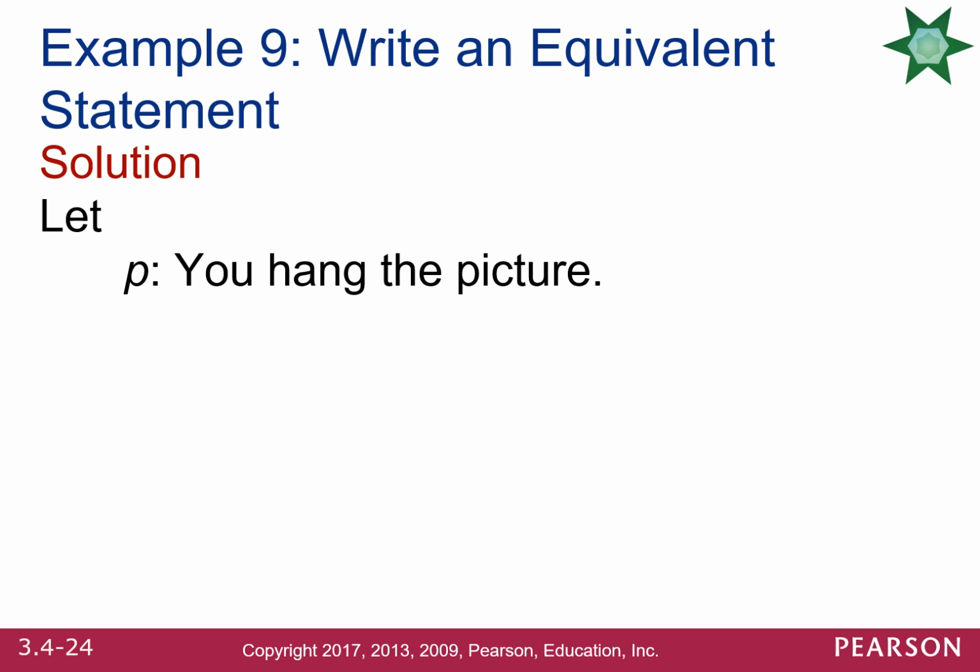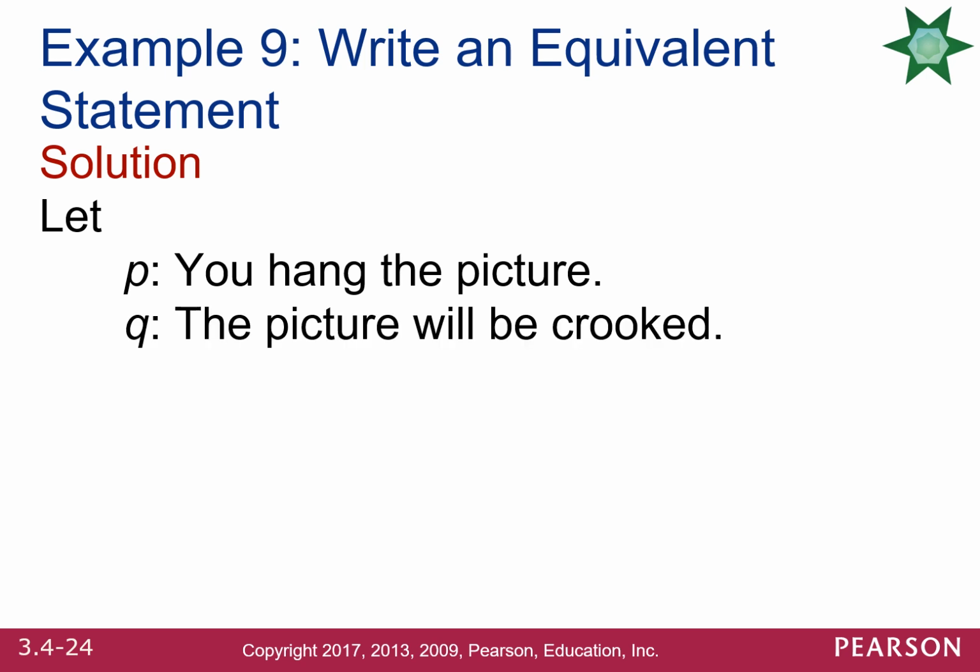First step was to break up the compound statement into two simple statements, or what's called atomic statements. The P represents you hang the picture, correct? That was the first part of it. And then Q represents the picture will be crooked. All right.